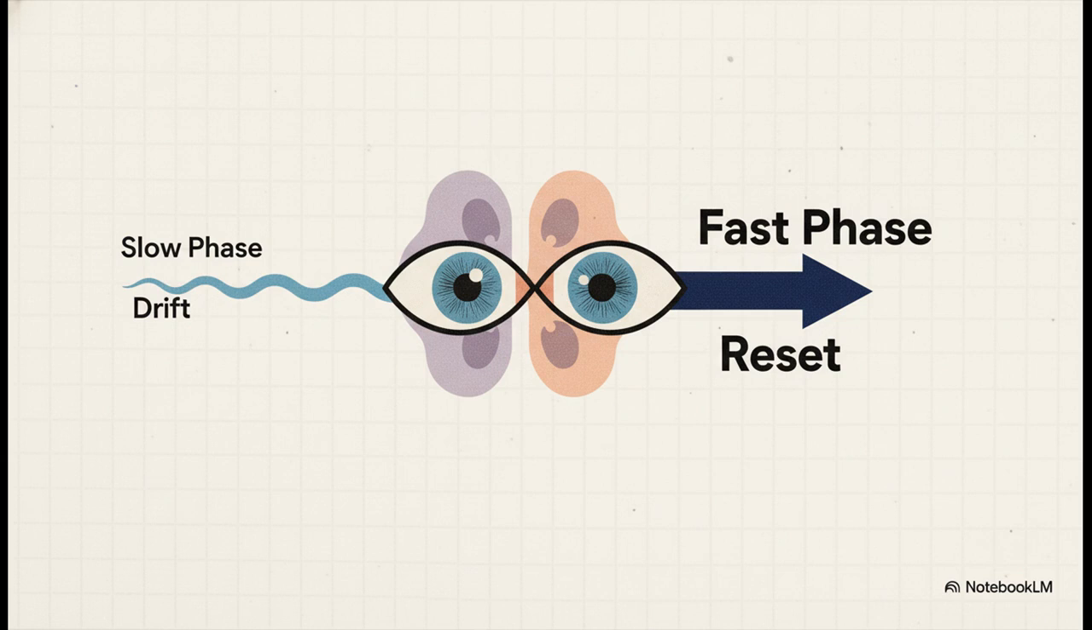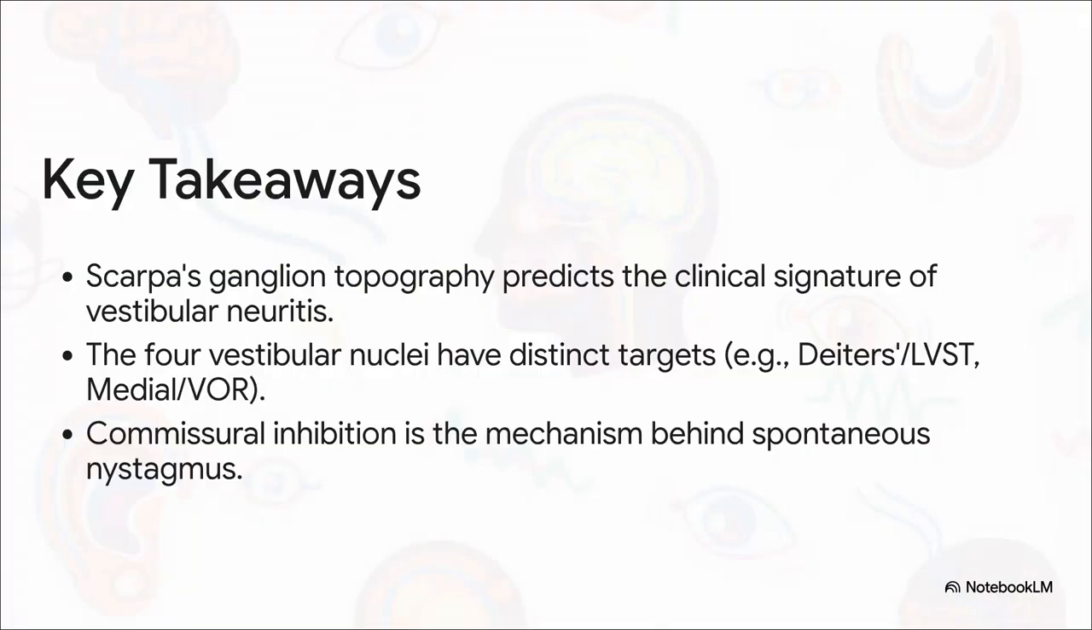And since we always name nystagmus by its fast phase, that's why it always beats towards the healthy, more active side. The physiology of the imbalance creates the clinical sign we see at the bedside. So let's just nail down our 3 key takeaways from all this. First, when it comes to the vestibular nerve, anatomy is destiny. That strict topographic division of Scarpa's ganglion is precisely why test patterns in vestibular neuritis are so predictable.